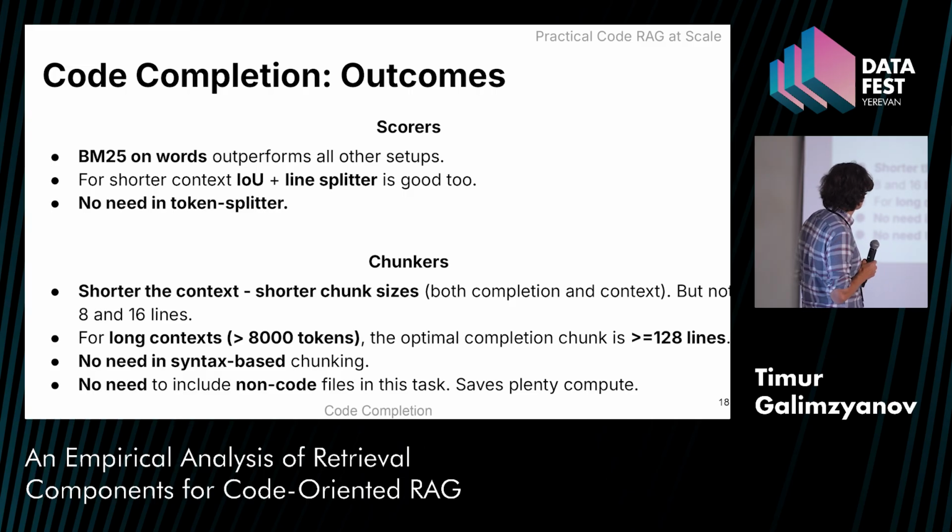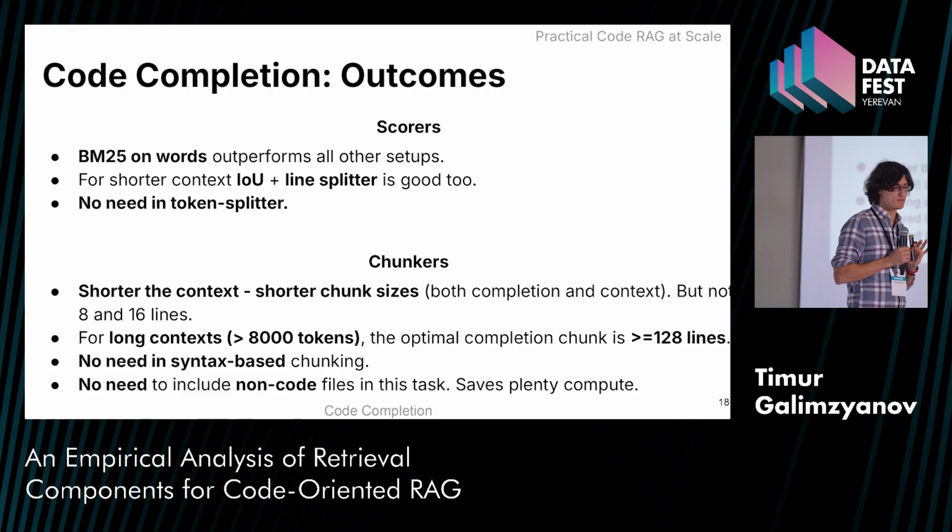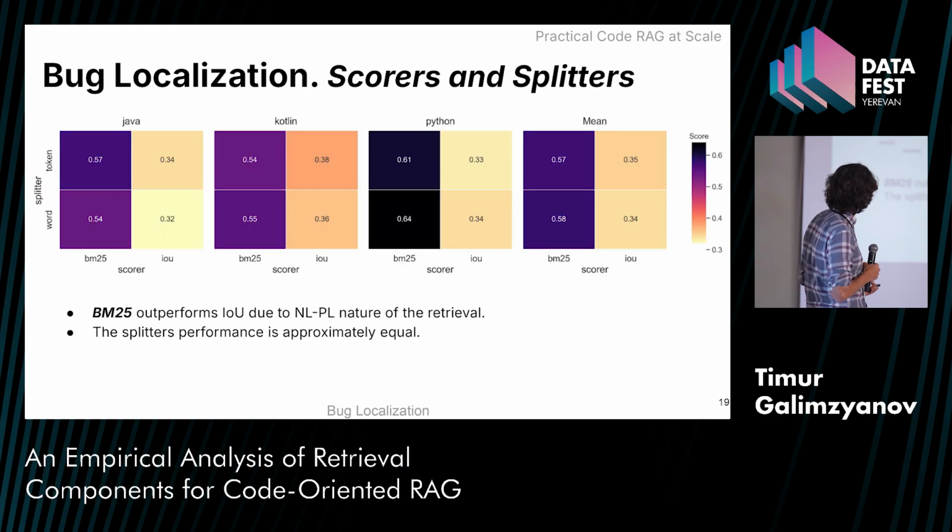There is no need for complex syntax-based chunking. And the last one, at least for this task, you do not need to include non-code files. That saved us plenty of compute. But probably it's due to the task nature, because the main benefit was from the code that resembles some similarity with the target prefix.